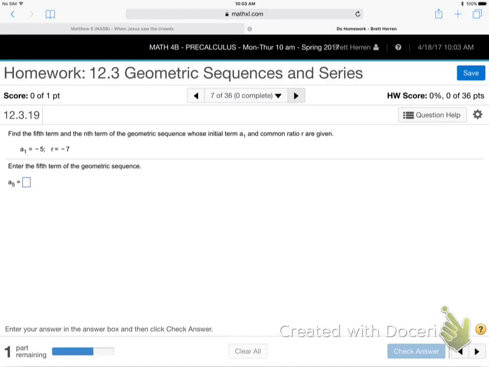All right, there it is. We're on number 7. Looks like 7. Try that. Same kind of thing. So find the general formula again, which is A sub n is A1 R to the n minus 1, and then find the fifth term. So find the general formula and the fifth term. Be careful with that R. That R is negative 7.